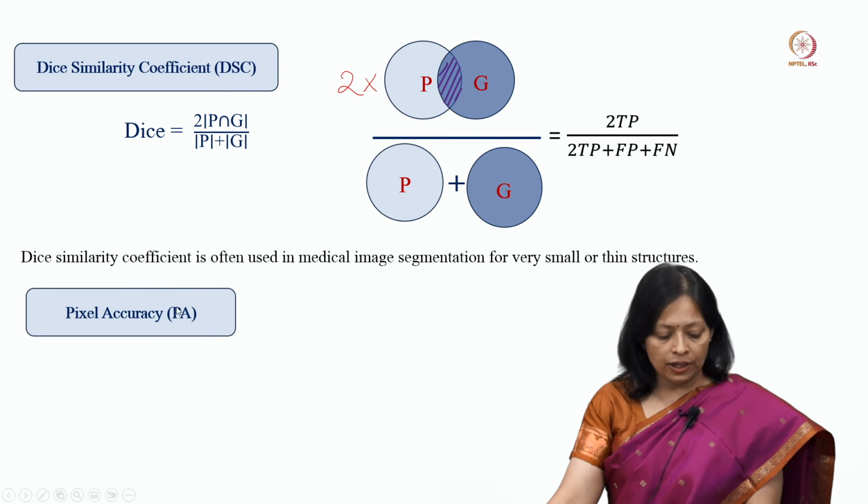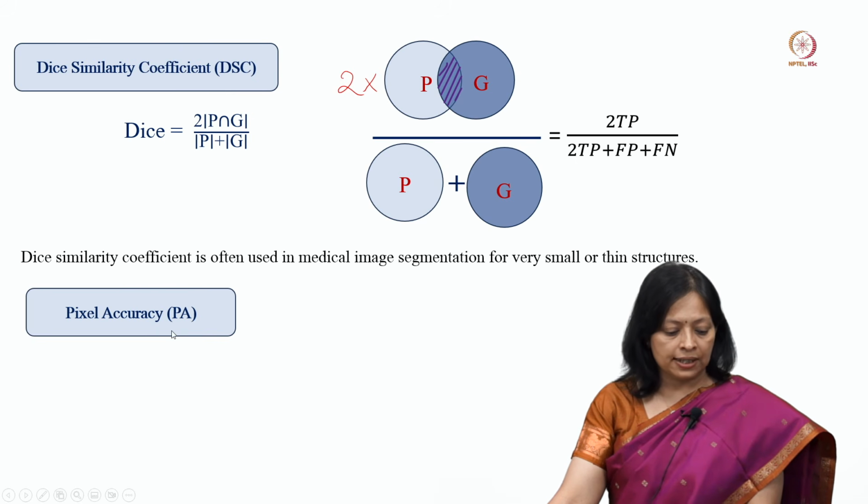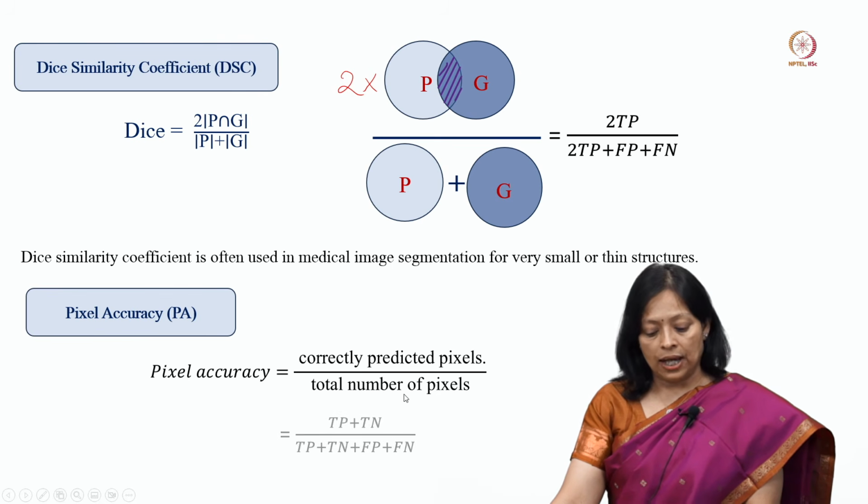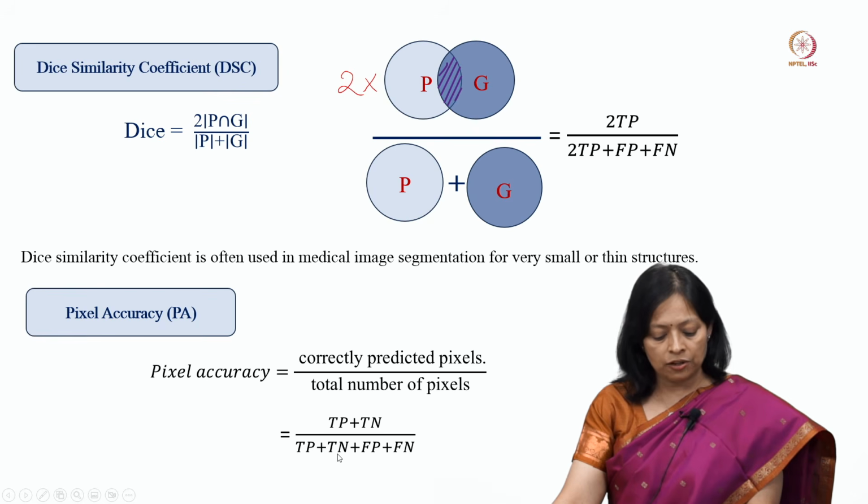Then we have another evaluation metric, pixel accuracy. It is nothing but correctly predicted pixels divided by the total number of pixels, and that can be written as true positive plus true negative divided by true positive plus true negative plus false positive plus false negative.